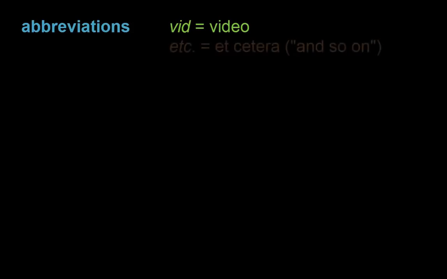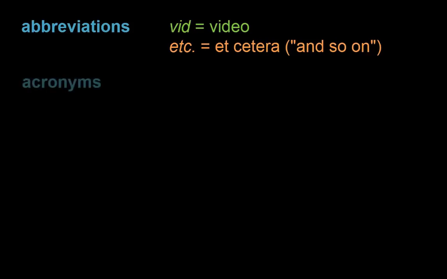Abbreviations are short forms of words. I gave you one example, vid, for video. Vid is a very informal abbreviation. In contrast, ETC, that's a very common abbreviation, more standard, more mainstream. ETC stands for et cetera. It means and so on and so forth. Acronyms are also short forms, but they're formed by taking the first letter of each word in a name or phrase.